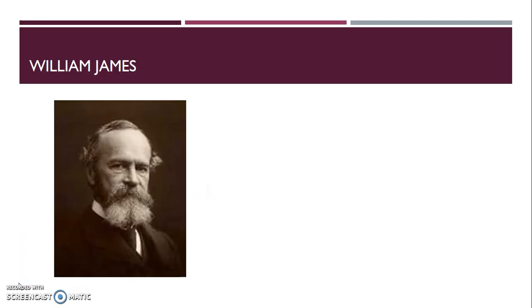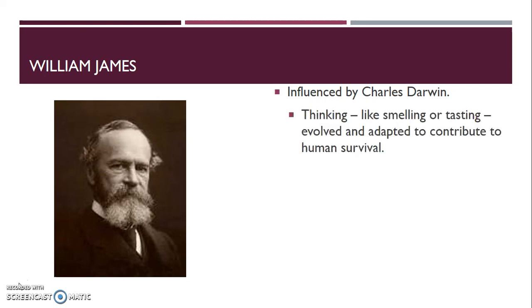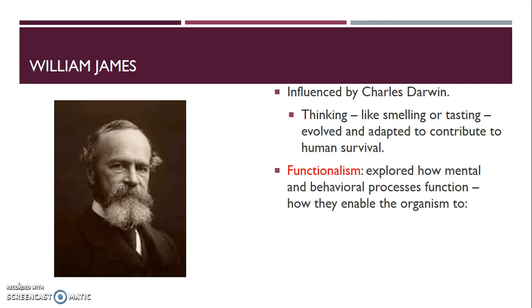Okay, thinking about the mind's functions. So this is William James. He was a psychologist who was influenced by the ideas of Charles Darwin. And he thought that thinking, like smelling or tasting, evolved and adapted to contribute to human survival. And he came up with the idea of functionalism, which explored how mental and behavioral processes function, or how they enable the organism to adapt, survive, and flourish.